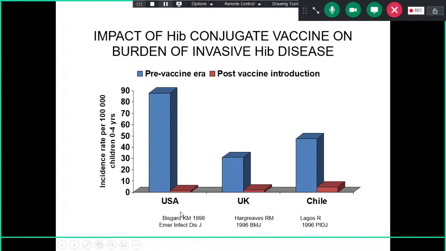As you can see, in the US, before the vaccination era, Haemophilus influenzae caused more than 90% of meningitis, and in the post-vaccination era, there is hardly any Haemophilus influenzae type B meningitis. So is the case in the UK and Chile, that's South America. So we have very extensively successful efficacy of the Haemophilus influenzae type B vaccine.